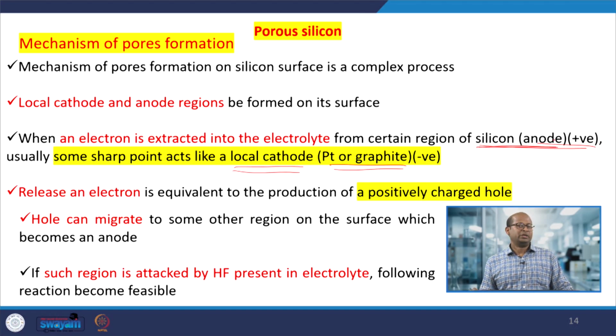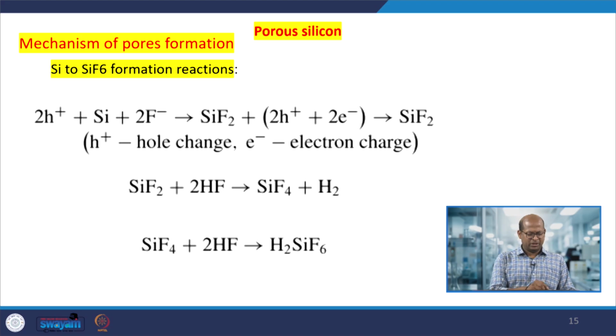When some voltage and current are passed, electrons are released, and therefore some hole formation would occur in that wafer. The holes that form over the surface of the silicon wafer can migrate from one region to another. Here you can see the holes, the silicon, and the fluoride ions present.